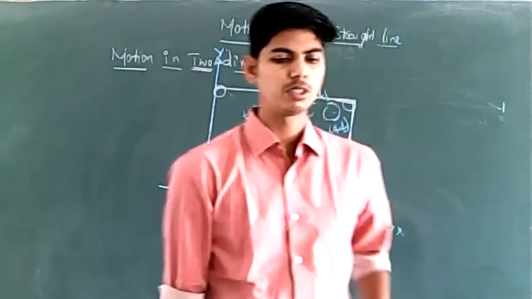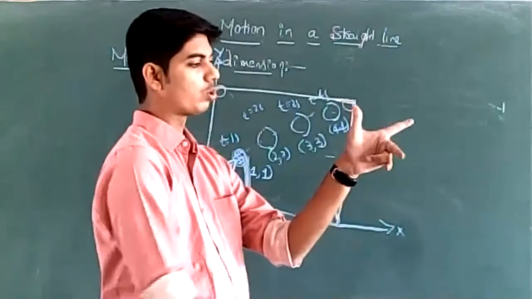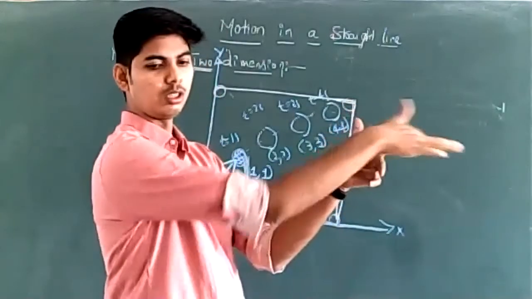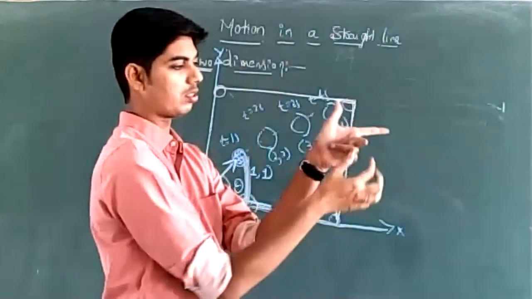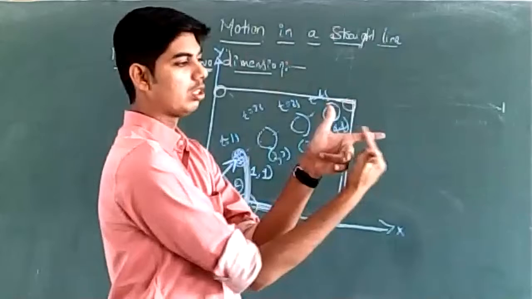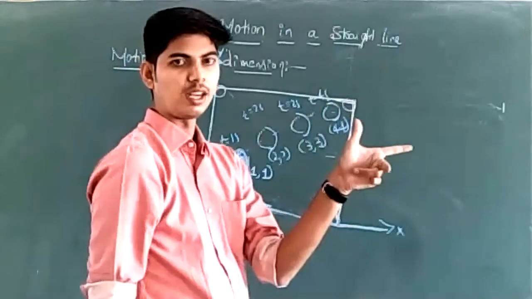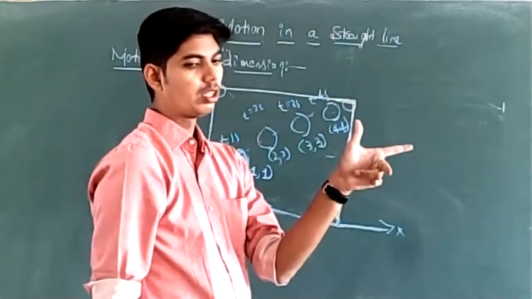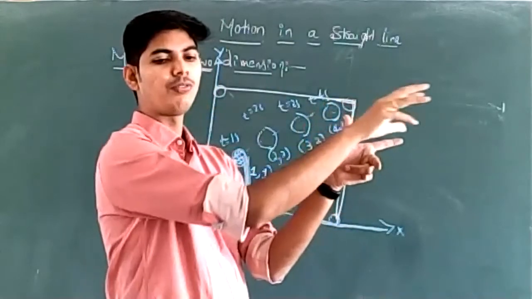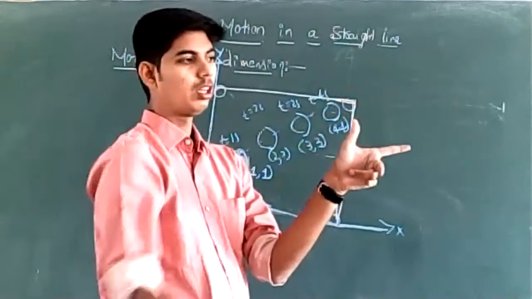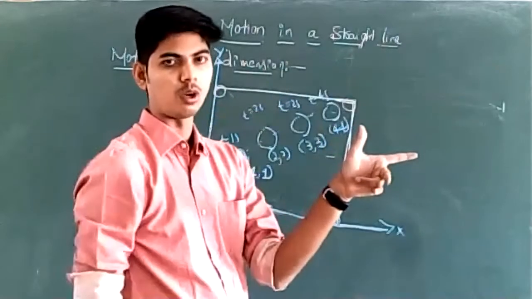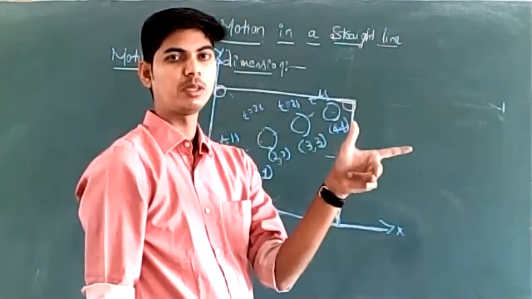Example for three-dimensional motion, note it. Suppose this is the x-axis, this is the y-axis, and this is the z-axis. Suppose a bird is flying here. What surrounds us, we call space. We are in a three-dimensional space.